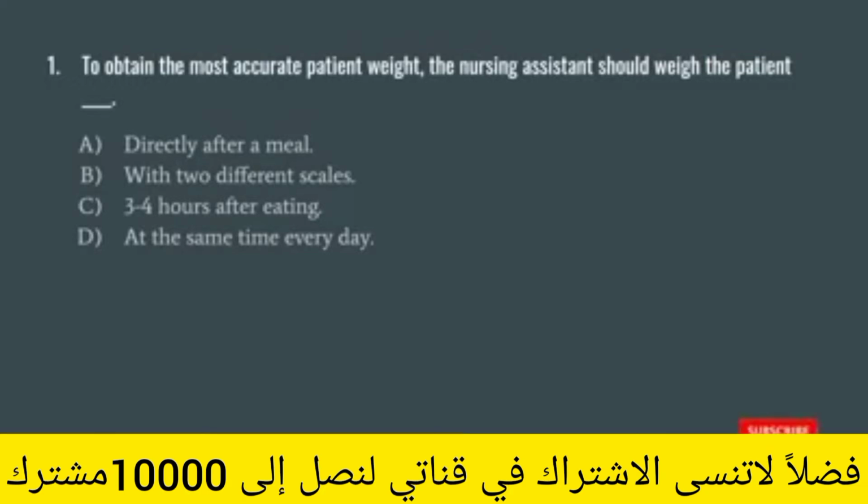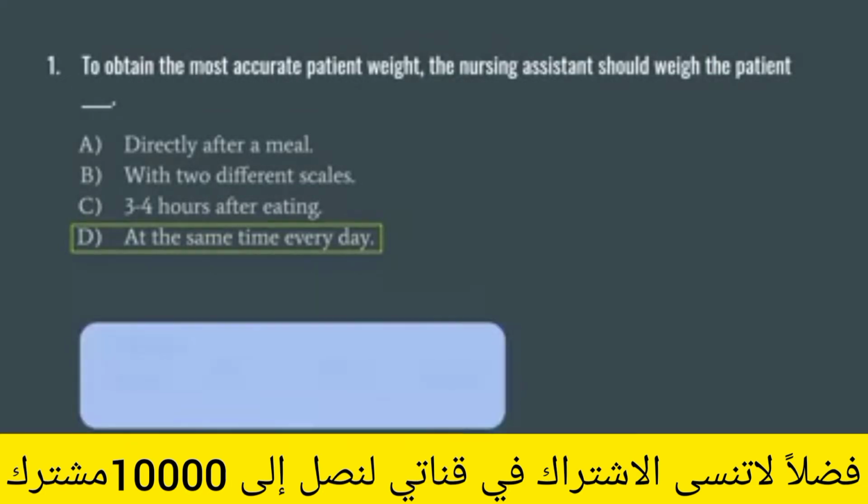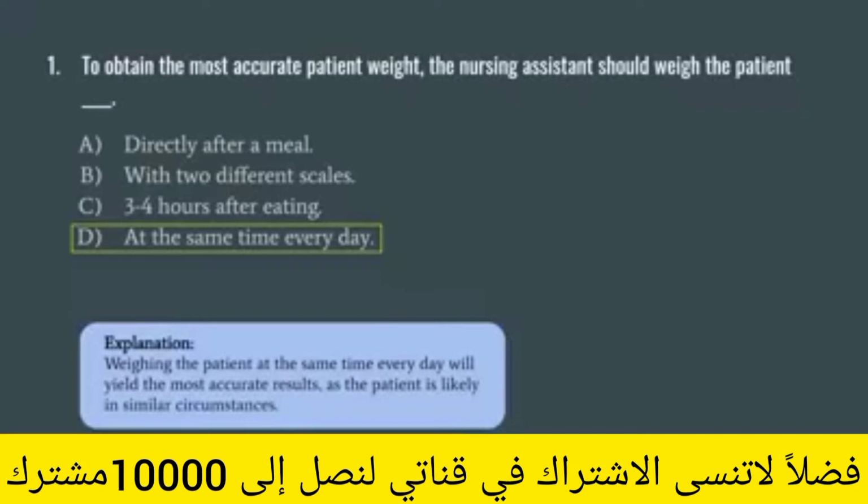A. Directly after a meal. B. With two different scales. C. 3-4 hours after eating. D. At the same time every day. Question 1 answer, D. At the same time every day. Question 1 explanation, weighing the patient at the same time every day will yield the most accurate results, as the patient is likely in similar circumstances.